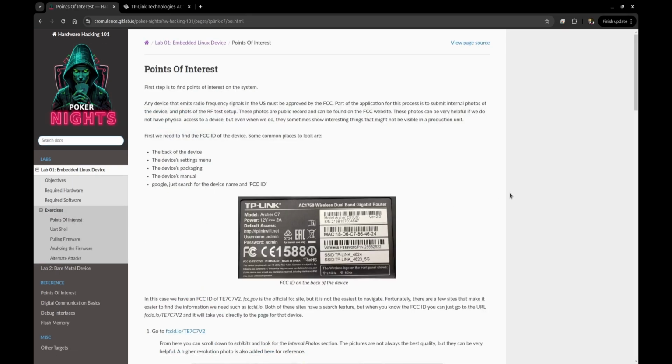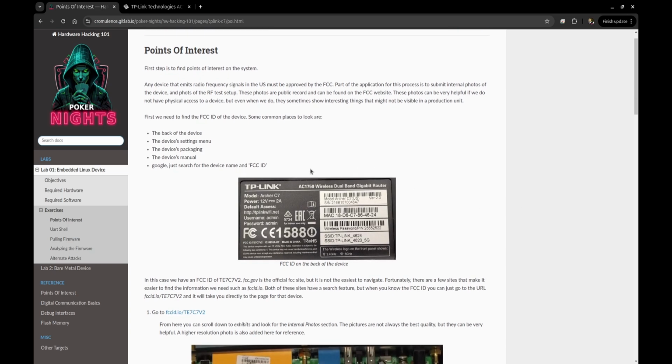So the first thing we're going to be looking at is points of interest. And the first place I start with this is usually FCC filings. Any device that is going to be emitting a signal has to register with the FCC, and part of that application process involves submitting internal and external photos. So if we look on this device, we can see on the back label they actually provide the FCC ID, and it's usually going to be somewhere on the device or in the manual.